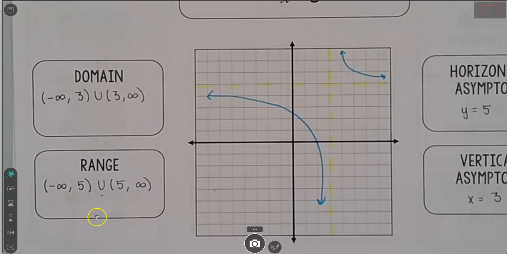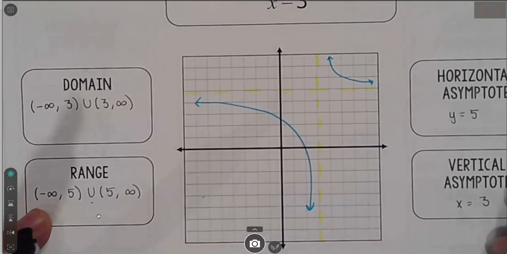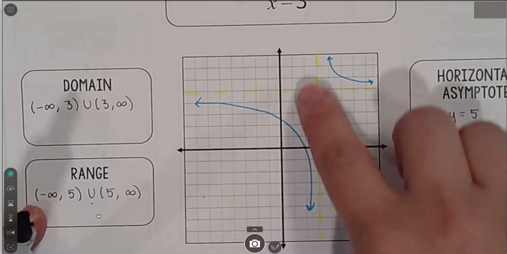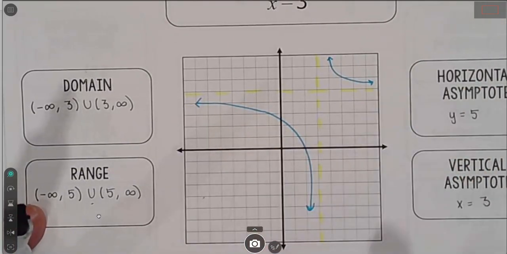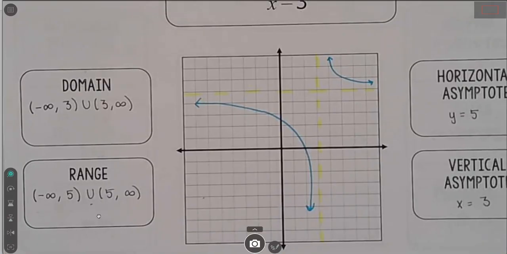So here's the domain, here's the range, and based on that information, you can graph it. Here's the vertical asymptote, here's the horizontal asymptote. You know what the graph looks like. So here we go. Hard to tell, but it's also stretched.